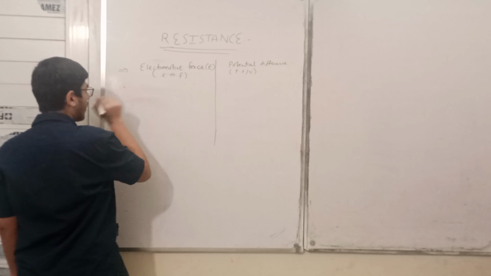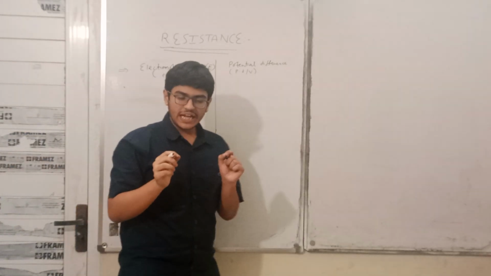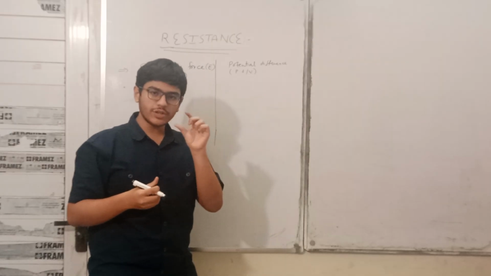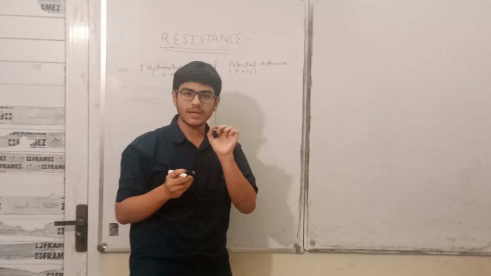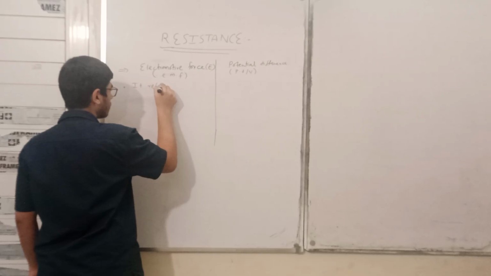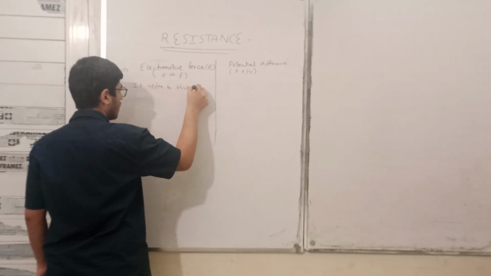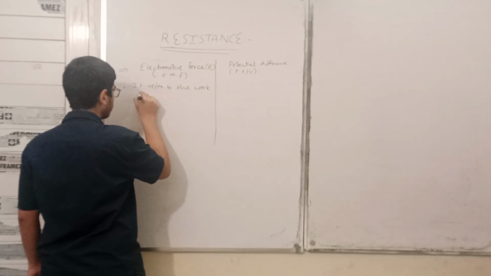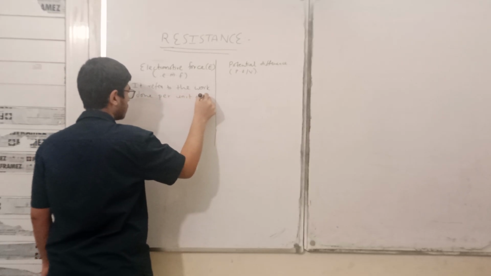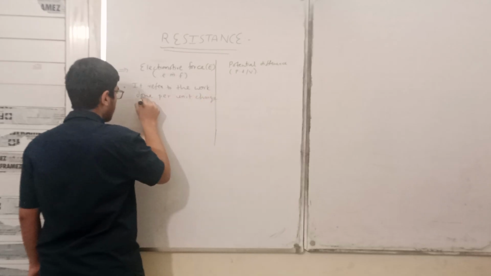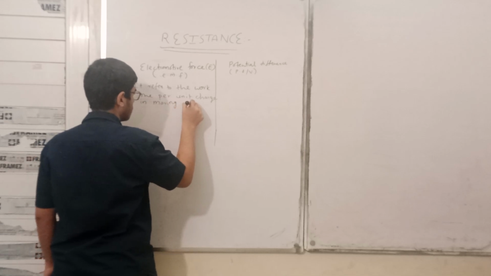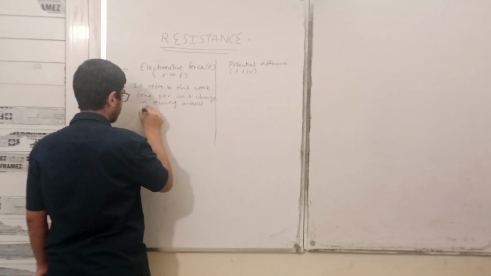First of all, if we define electromotive force, it is the work done per unit charge moving around the complete circuit. It refers to the work done per unit charge and moving around the complete circuit.